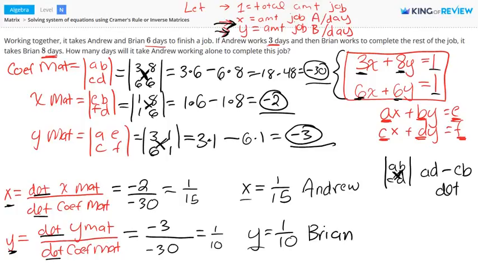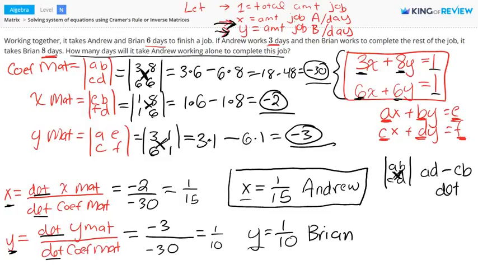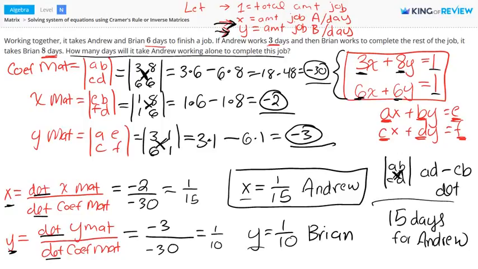What does the question ask for? How many days will it take Andrew working alone to complete the job? Well, let's see here. We know that in one day, Andrew can do 1/15 of the job. So he gets 1/15 of the job done every day. So in order to get the complete job done, this is going to take him 15 days. So 15 days for Andrew. And this is the final answer here, 15.